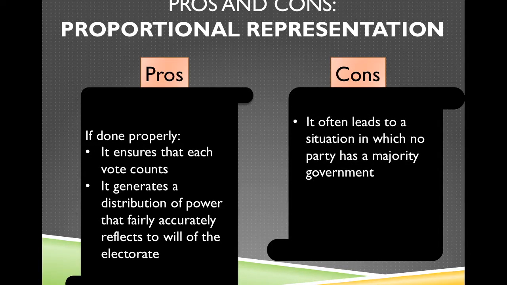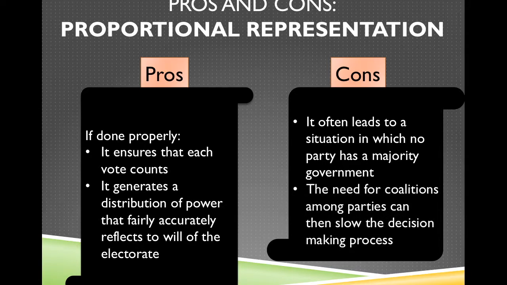Some of the cons, though: it often leads to a situation in which no party has a majority government, which happens. The need for coalitions, meaning mini little groups of people teaming up together. So the need for coalitions among parties can then slow the decision-making process.